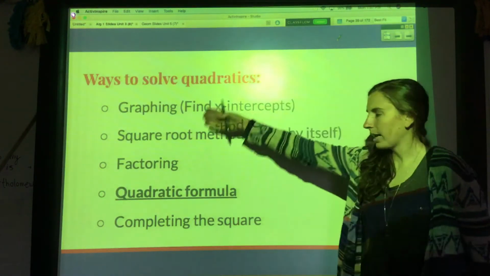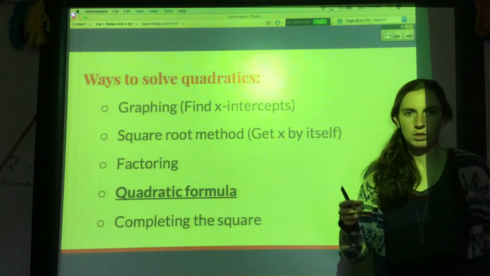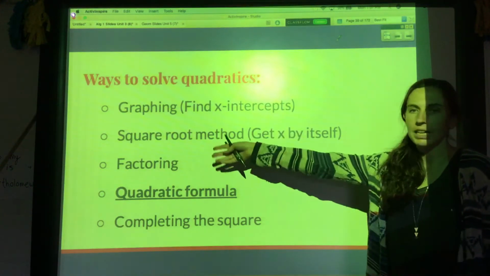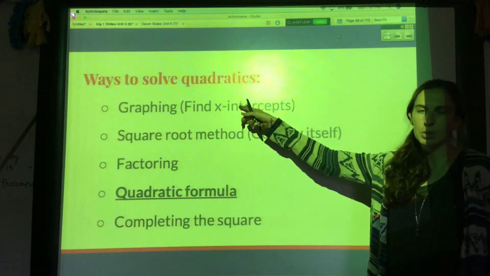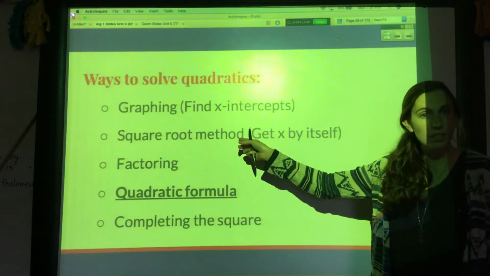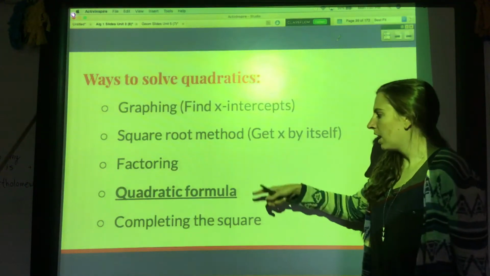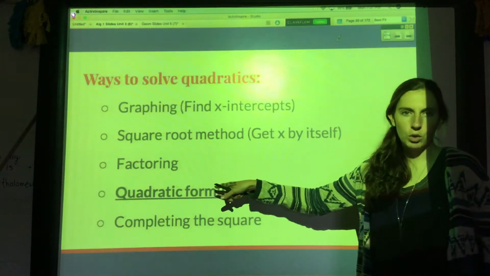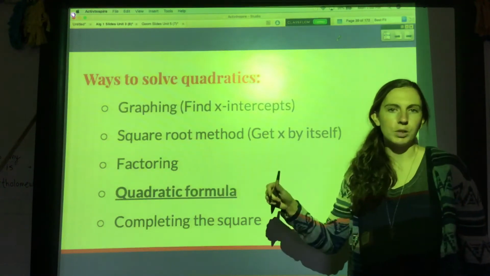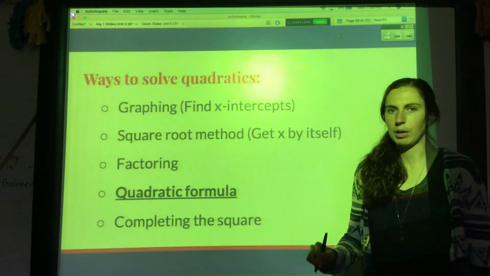Remember, there are many ways to solve a quadratic equation to find the solutions, also called roots, zeros, x-intercepts. We've talked about many of these ways. We've talked about graphing, but sometimes it's kind of hard to graph. We've talked about the square root method, but that doesn't always work. We've talked about factoring, but it doesn't always factor. So today we're talking about the quadratic formula, which literally lets you solve a quadratic, and this always works. So when in doubt, you can always use the quadratic formula.